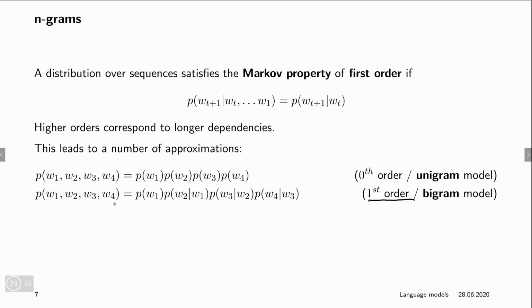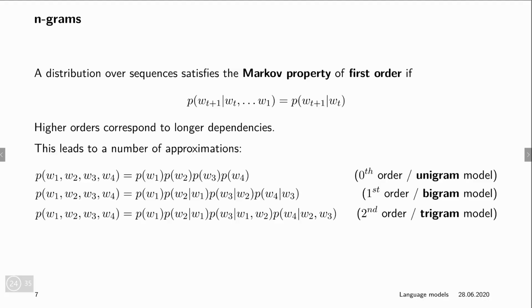Thus, our joint distribution becomes P of W1, the first word, times P of W2, given the previous word W1, times P of W3, given the previous word W2, and P of W4, given W3.